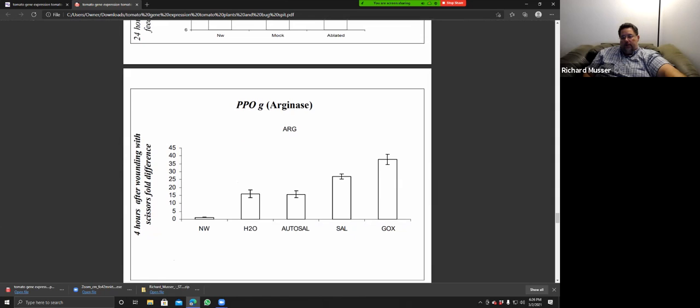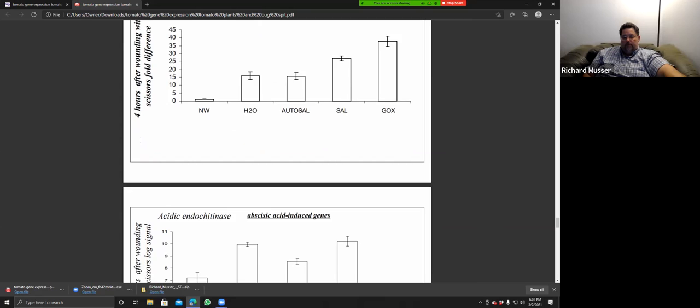So you can see the arginase levels are really low for the non-wounded treatment, substantially higher when wounded, but even higher still for the saliva treatment and the glucose oxidase treatment. So this provides evidence that this enzyme, arginase, this anti-nutritive defense that the plant has made, is being stimulated by saliva and glucose oxidase.